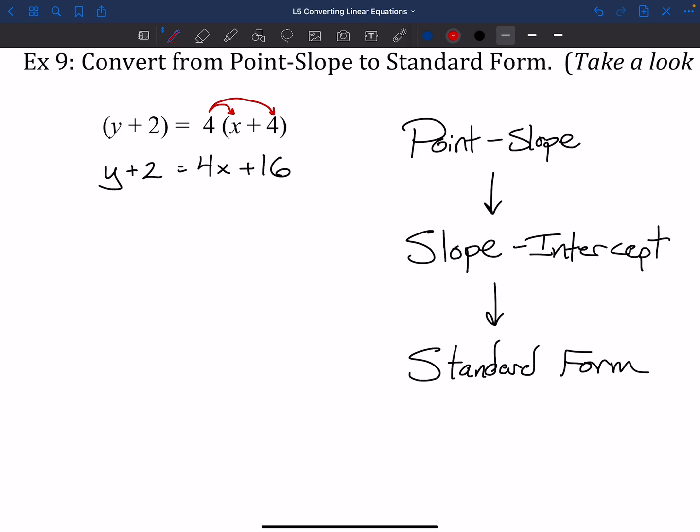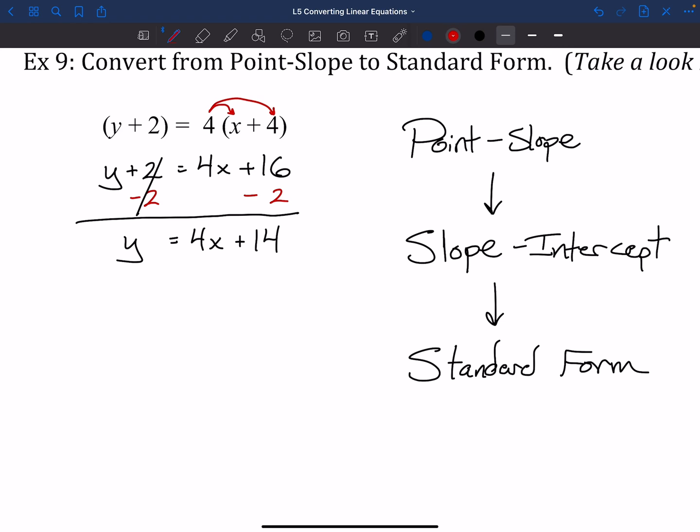After that, what I need to do is get that y by itself. So I'm going to subtract 2 from both sides. Okay? So after that, we're going to have just y over there. The 2's are gone. And the other side's going to look like 4x plus 14. Cool. So we started in point slope form. Now we're in slope intercept form. Right? After that, we still need to get ourselves into standard form.